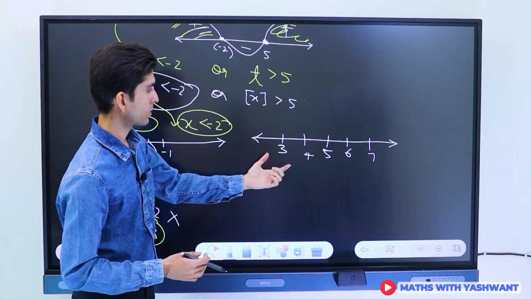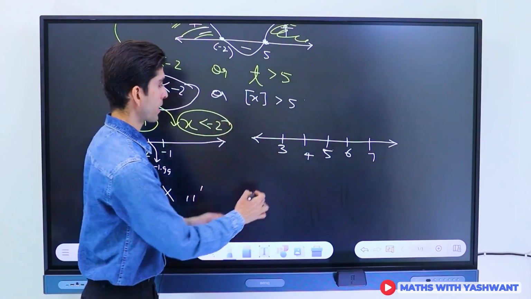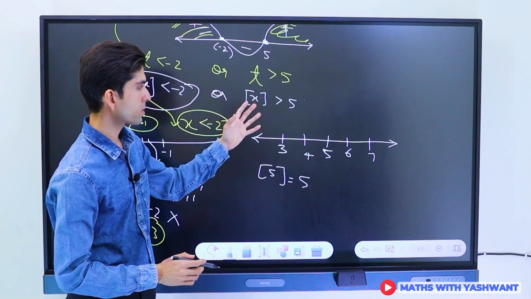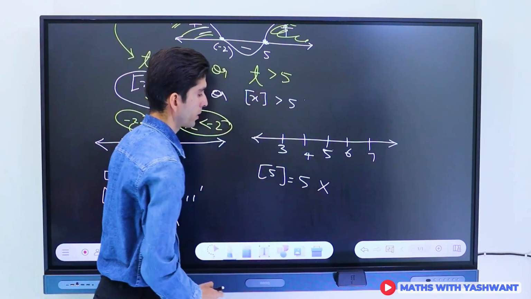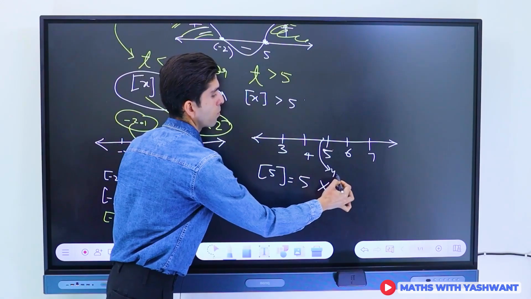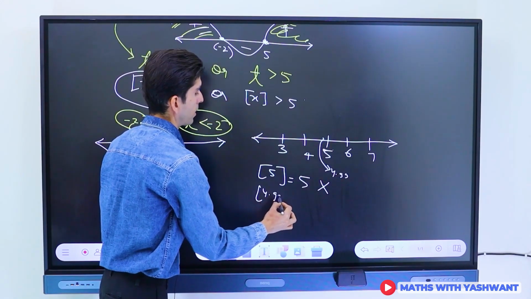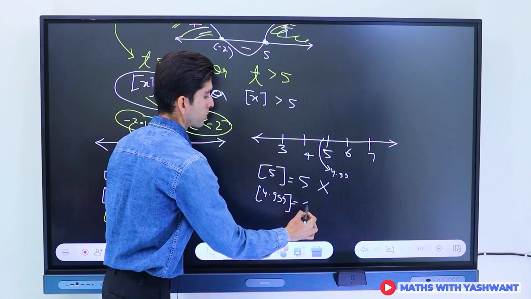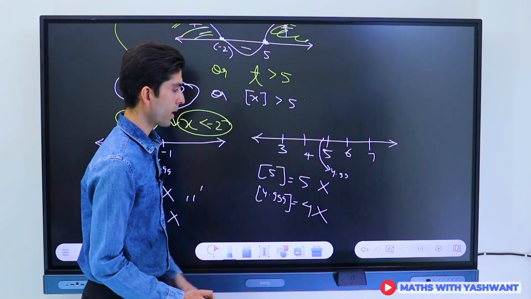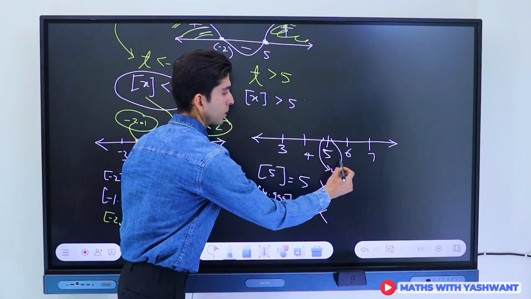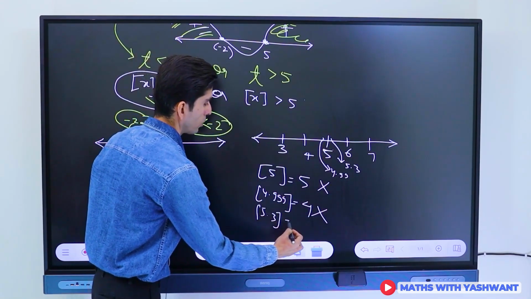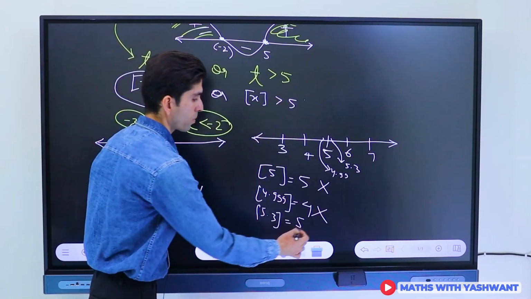So if you take x as 5, the greatest integer is 5. But we want greater than 5, so this is not possible. What if you take something less than 5? Some number from this place, let's say it is 4.999. If we take 4.999, its greatest integer is 4. We want something greater than 5, so again this is not possible. What if you take a number greater than 5? Let's say it is roughly 5.3. If you take 5.3, again you get 5. But you want something greater than 5, so not possible.